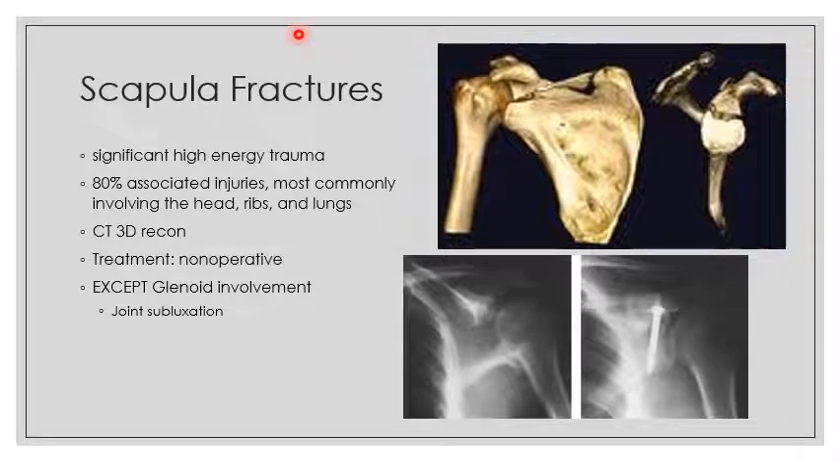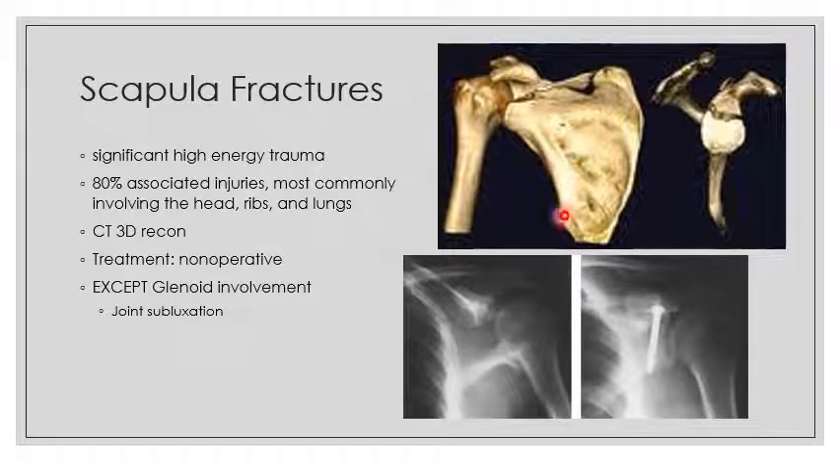Scapula fractures basically signify high energy trauma because the scapula is covered in soft tissue, particularly your scapular musculature. They would protect your scapula from trauma. So if you see a scapular fracture, it indicates a high energy trauma. So in 80% they have associated injuries, most commonly with the head, the ribs, and the lungs. And like in this picture, you have a CT with 3D reconstruction to view which part of the scapula has been involved.